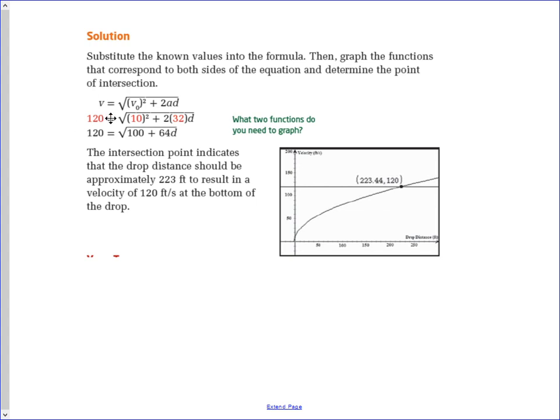Or in another way, if you want to see where the velocity is 120, just use the right side of the graph, so the square root of 100 plus 64x. Use that as your y1. As your y2, use 120. And you will see, or just look at your table, at what point y is equal to 120. And it turns out to be 223.44 approximately. So approximately 223 feet.